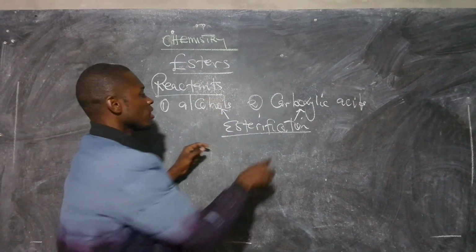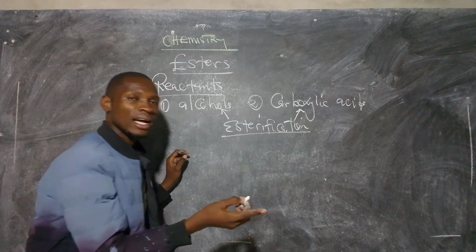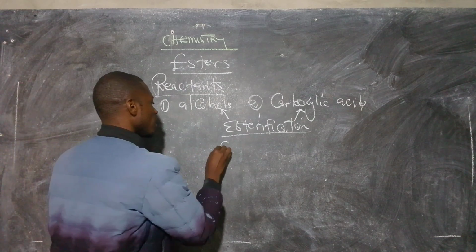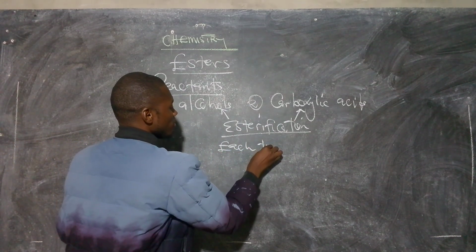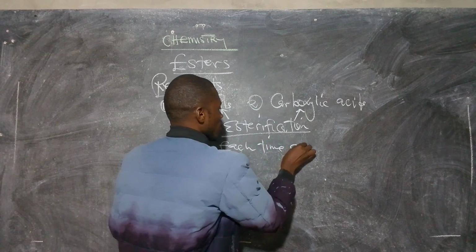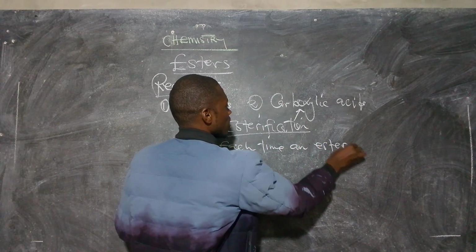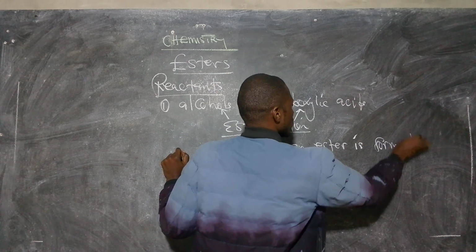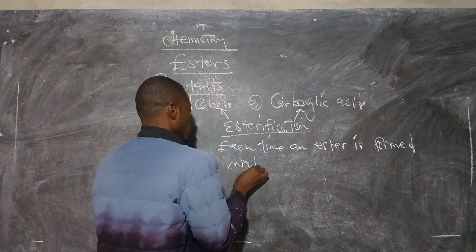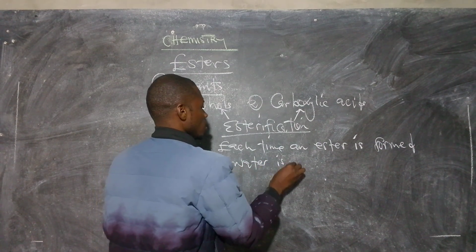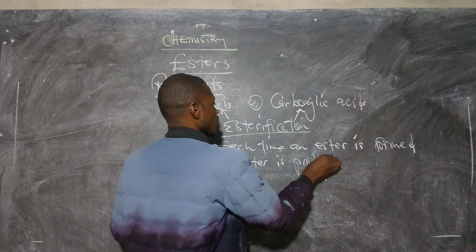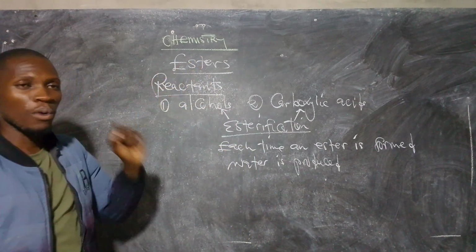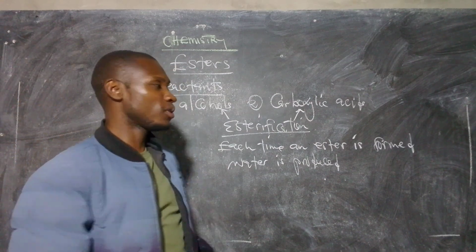So each time this process takes place, water is lost. So I say each time an ester is formed, water is produced as well. So whenever we form this ester, we're expecting also water to be produced.